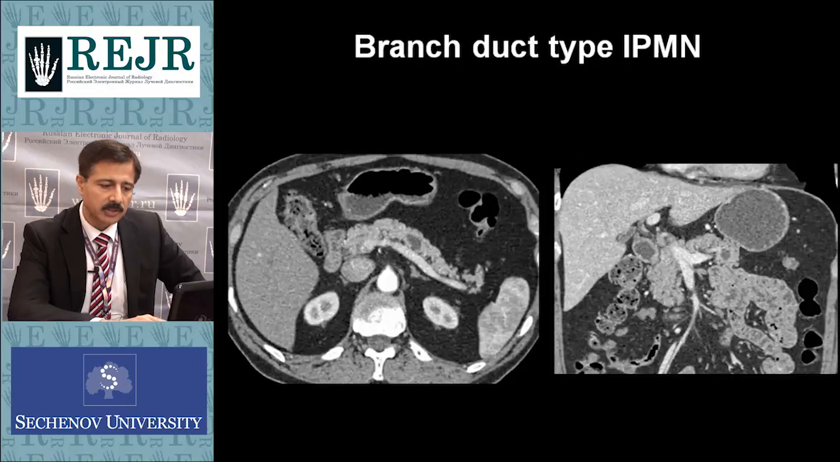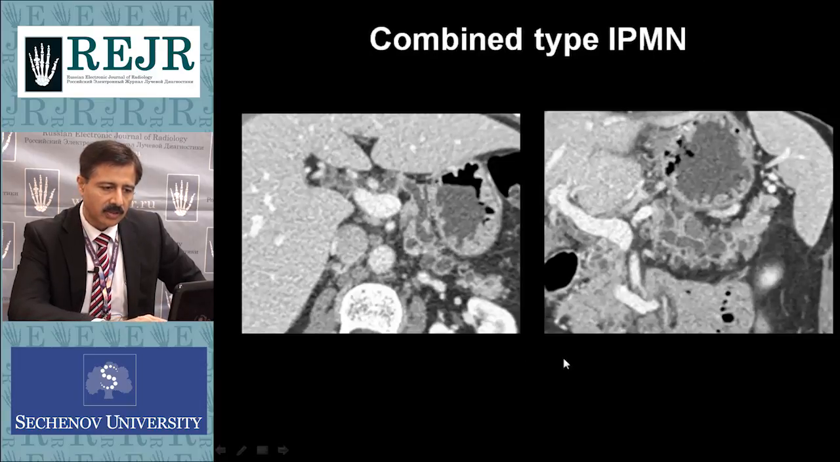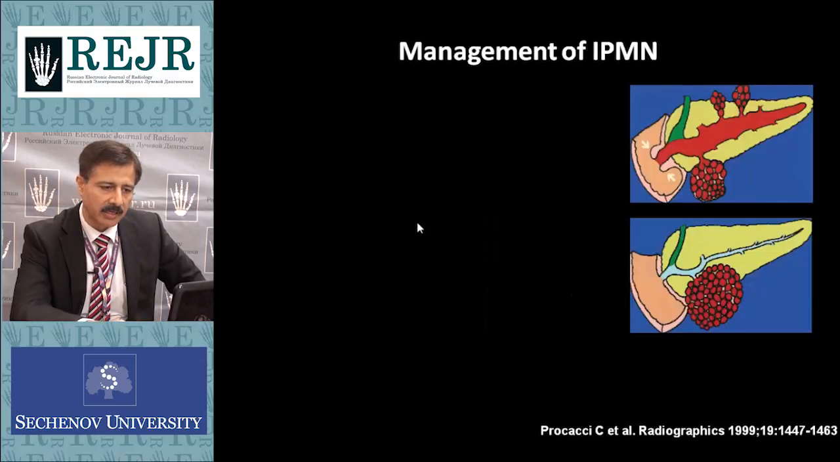A few examples. Now this is a branch duct type IPMN. You can see this small cystic lesion here and here. So this is branch duct type IPMN. This, on the other hand, is a mixed duct type IPMN. You can see this cyst, this cyst, this cyst, and then you can see that the main duct is also dilated. So this is combined duct type or mixed duct type IPMN.